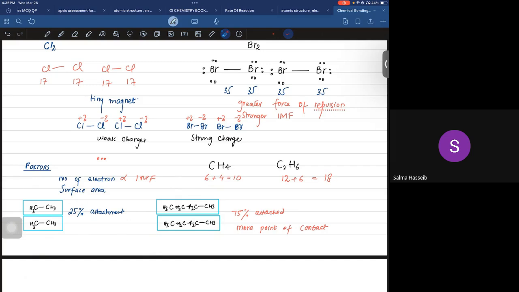So surface area is also directly proportional to the intermolecular force. More surface area, stronger intermolecular force. Sir, number of electrons and surface area are directly related, right? If the number of electrons is more, the surface area is more. Yes, exactly. More electrons, stronger intermolecular force. More surface area, stronger intermolecular force. Straight away, okay?